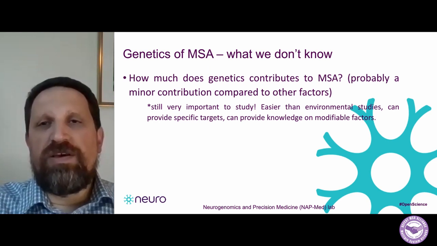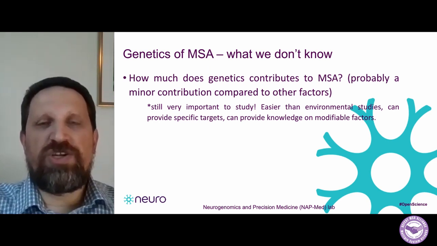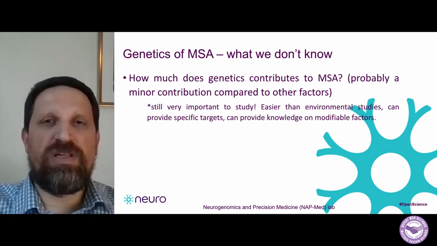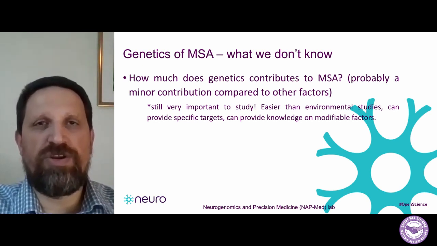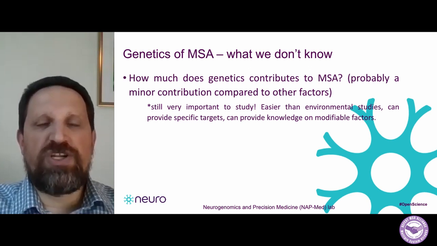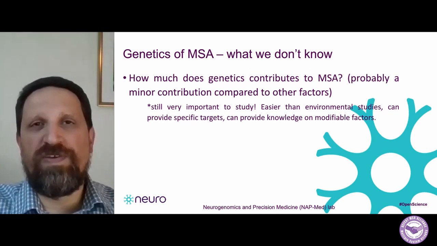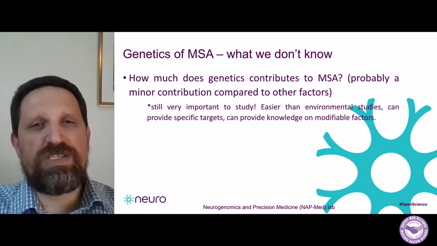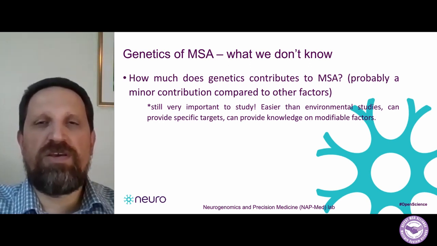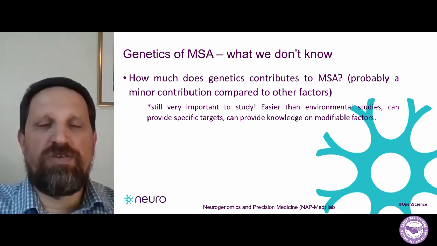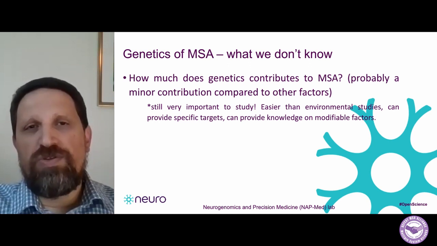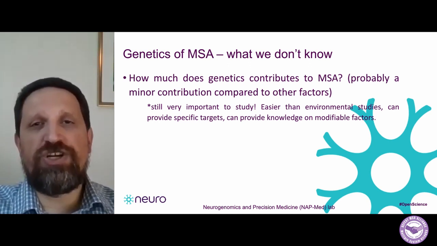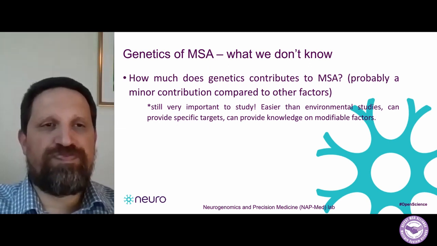If we look at diseases like Parkinson's disease and dementia with Lewy bodies, we know that the heritability is relatively low. In Parkinson's disease, it's maybe around 30%, and in dementia with Lewy bodies, it's about 10 to 15%. So we assume that it will be similar in MSA, although we don't really have good information about that. But we do want to know how much genetics generally contribute to MSA.